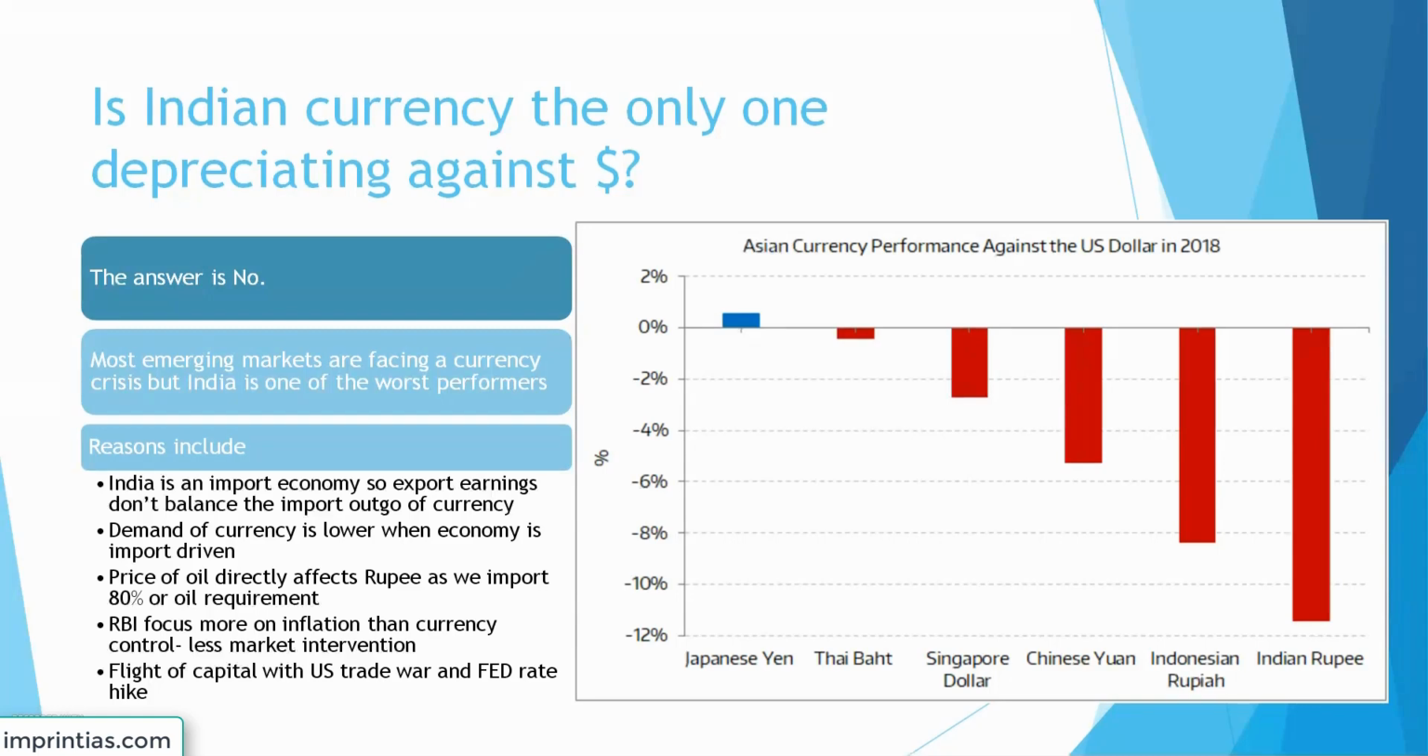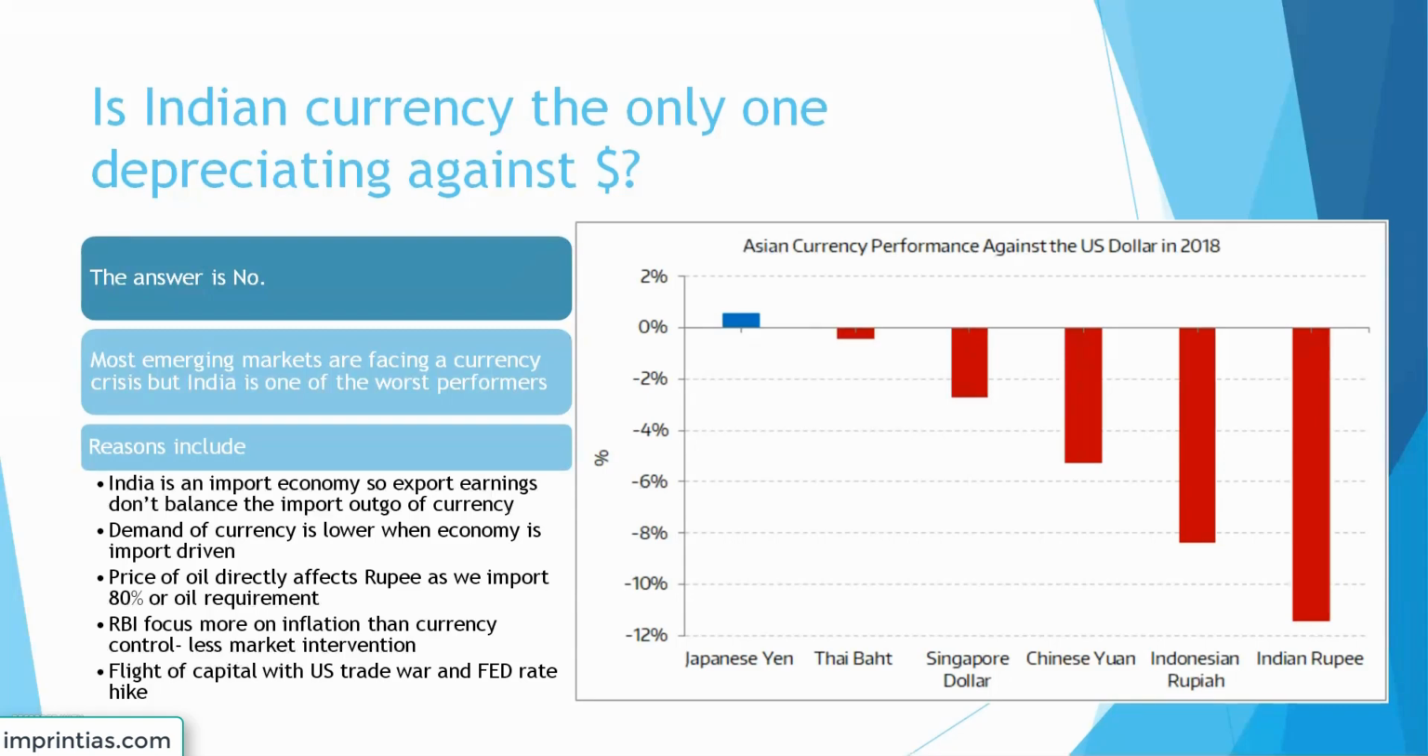Price of oil is directly affecting the Indian rupee because we import almost 80% of our oil requirements. Then again, trade is affecting our currency even more, especially because the US currency is appreciating and also the oil prices. So it's like double jeopardy, a double effect. We are at the losing end.